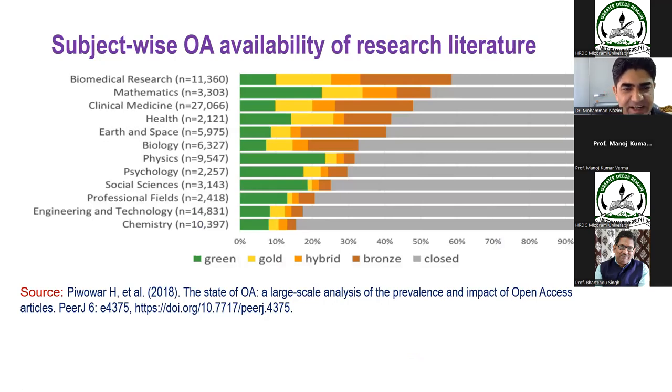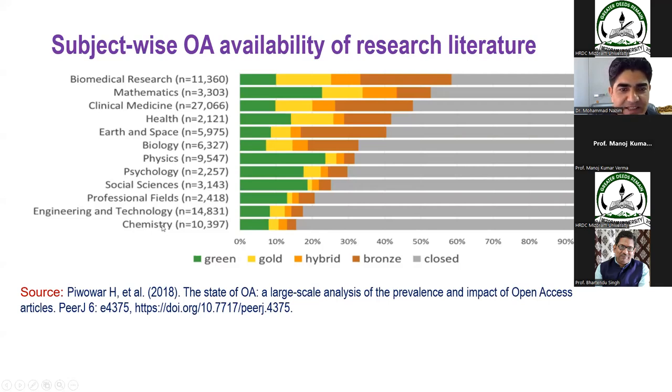This is not my research. I am taking this figure from a large-scale research by Piwowar in 2018. If we look at the open access availability of literature in different subjects, biomedical research is at the top. In the field of biomedical research, open access publications are most available. Mathematics, clinical medicine, health, earth and space, biology, physics, psychology and social sciences have lower levels of open access publications. Engineering and technology has a still lower level of open access availability.